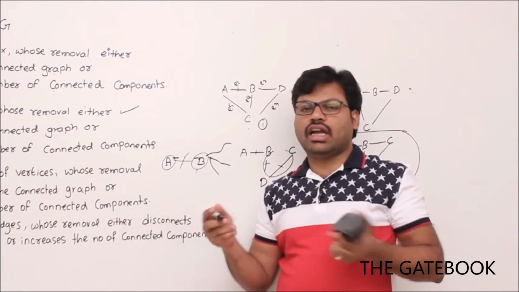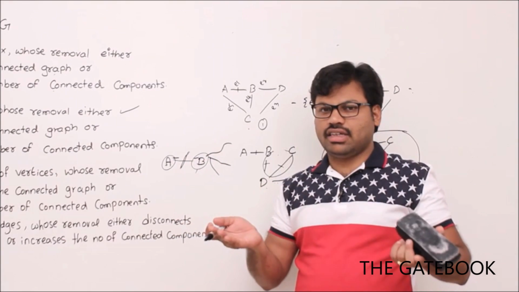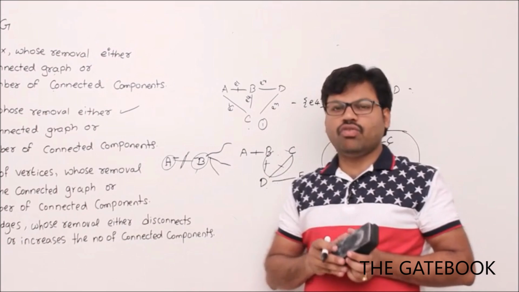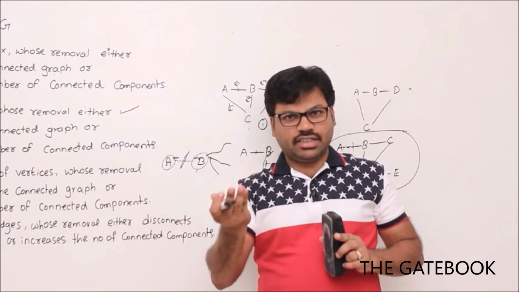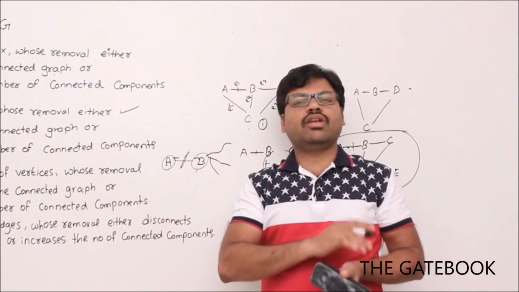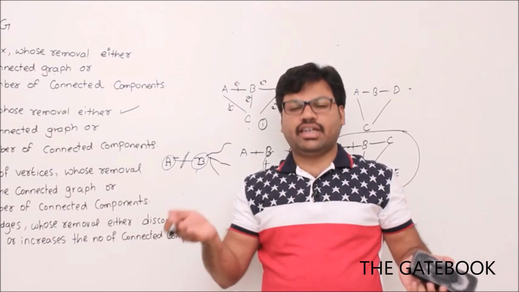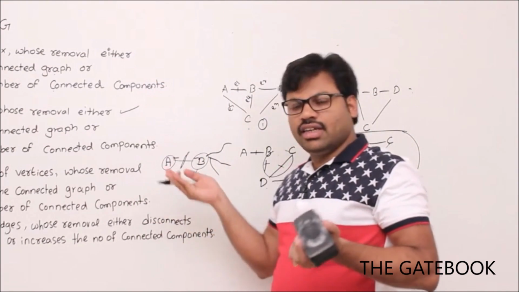If you remove it, the graph will be disconnected. That's why that edge will behave like a cut edge. Understand? Two important points now. One is whenever an edge is not on a cycle, it is a cut edge. Whenever an edge is on a cycle, definitely it will not be a cut edge. So simple. This is the story about cut vertex and cut edge.